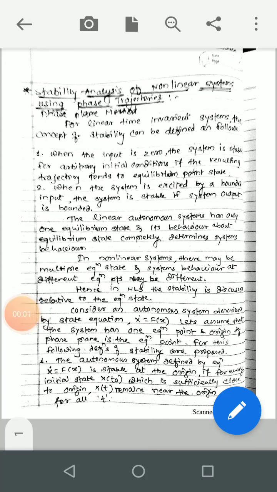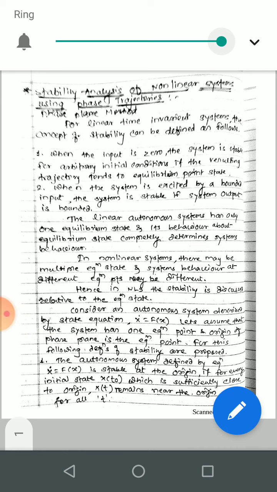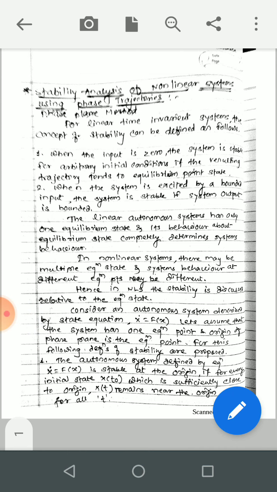So today in this lecture we will see the stability analysis of nonlinear systems by using phase trajectories. For a linear time invariant system, the concept of stability can be defined as follows.